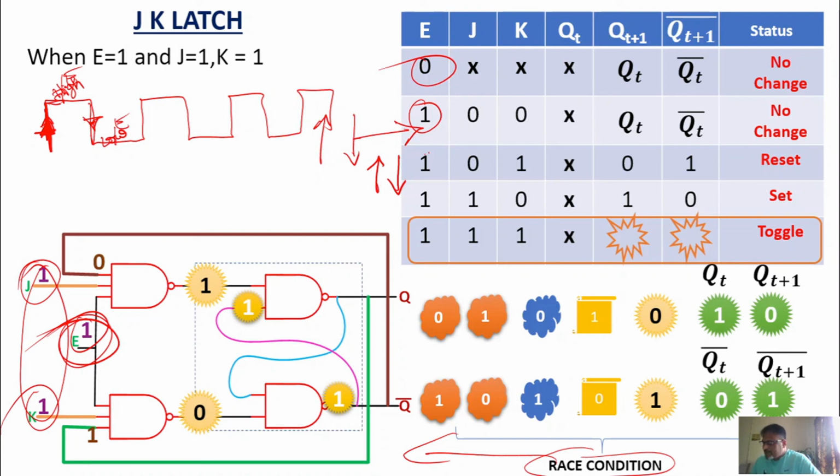Similarly, this JK latch can also be converted into another latch called the T latch or T flip-flop just by shorting these two inputs. That is called the T flip-flop, and we will see the T flip-flop in our next class. Hope you understood.